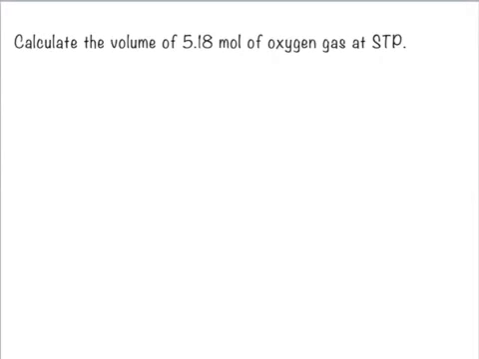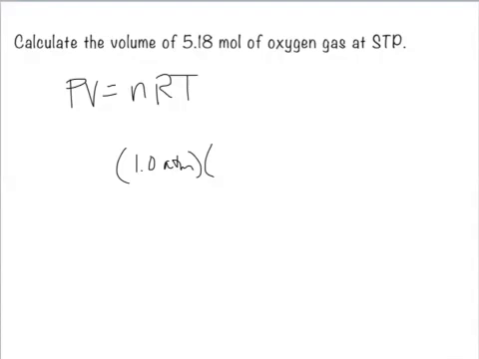Calculate the volume of 5.18 moles of oxygen gas at STP. This is an ideal gas law problem. PV equals nRT. Standard pressure, let's just use 1 atmosphere. The volume is what we do not know.